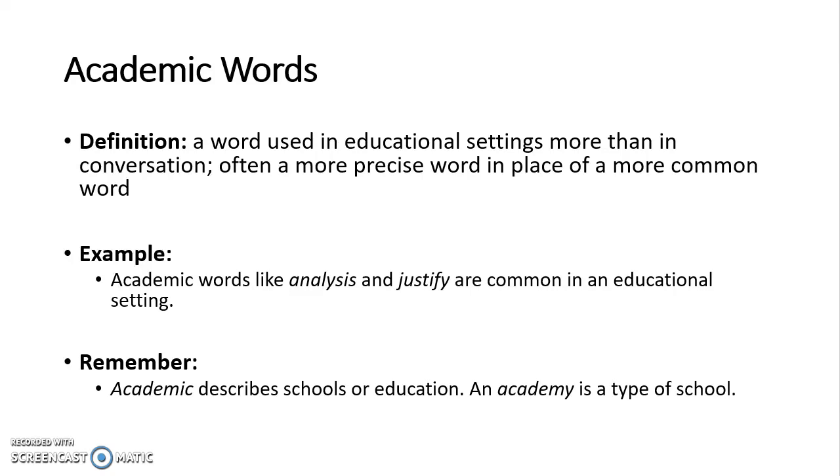Okay, talking about academic words. The definition: a word used in educational settings more than in conversation, often a more precise word in place of a more common word. So, for example, academic words like analysis and justify are common in an educational setting. Remember, academic describes schools or education, and an academy, such as Inside Academy, is a type of school. So, academic, like school words.